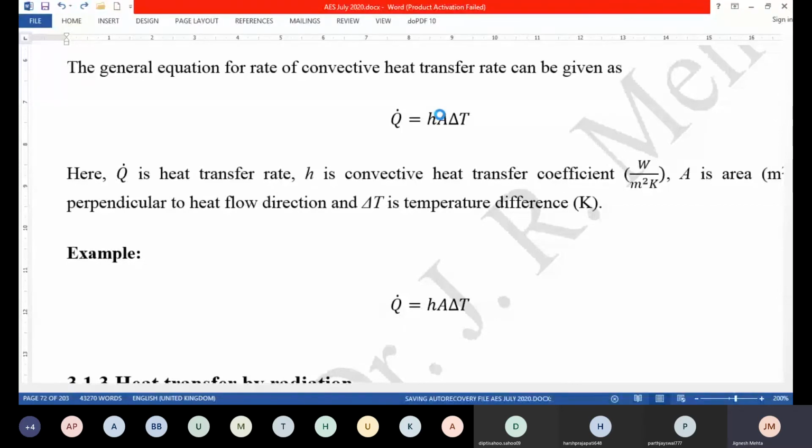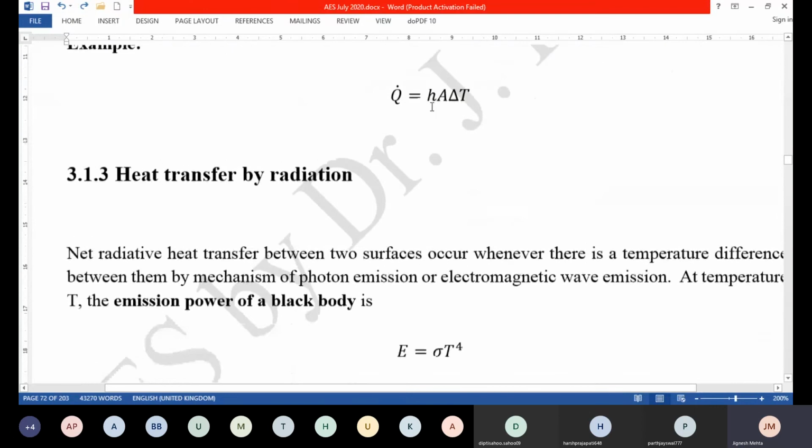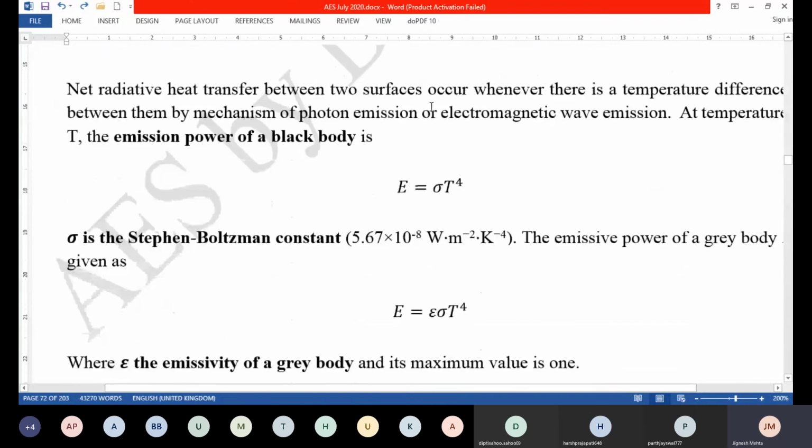So if you have H, you should know what things affect H. Most of the time it is a function of Reynolds number and Prandtl number. The Prandtl number depends upon the fluid properties, and the Reynolds number depends upon fluid properties as well as the type of flow. So you might have some idea about laminar flow and turbulent flow, and normally the higher the velocity, the better the heat transfer coefficient that you get, right? But again, we are not going into too much detail of that.